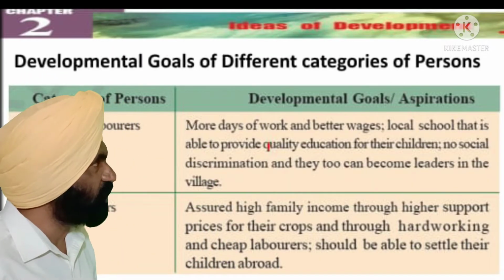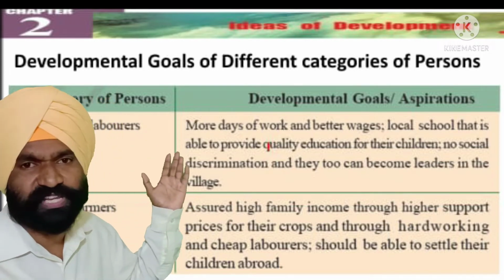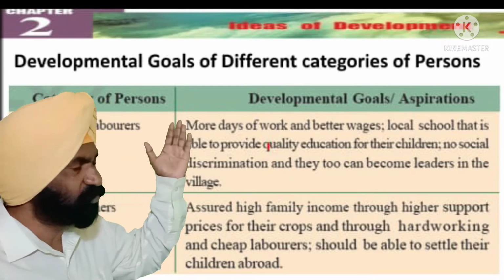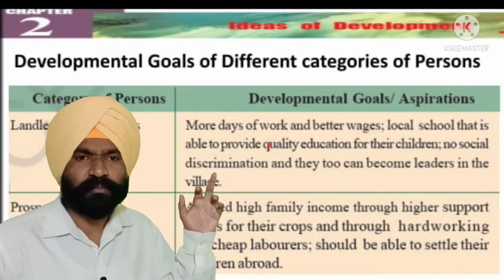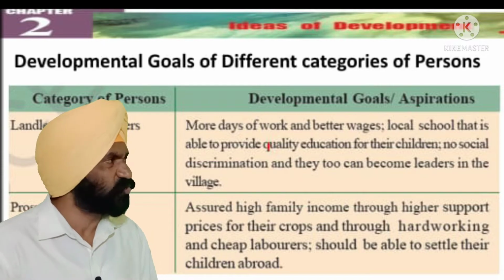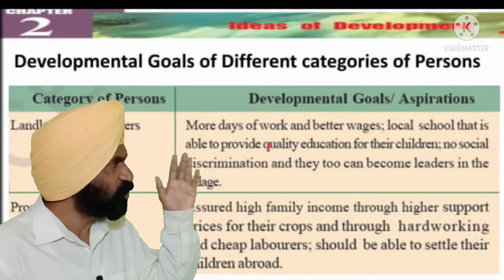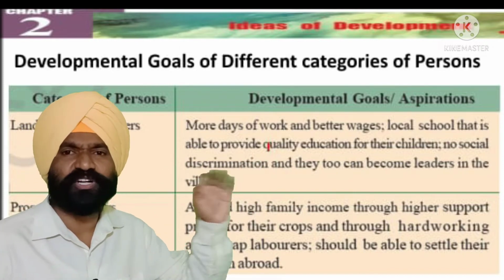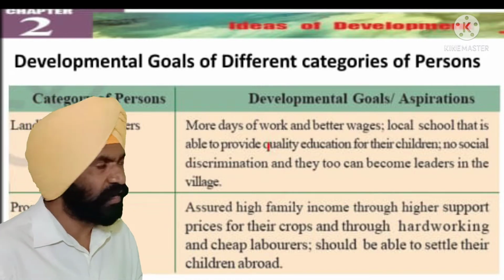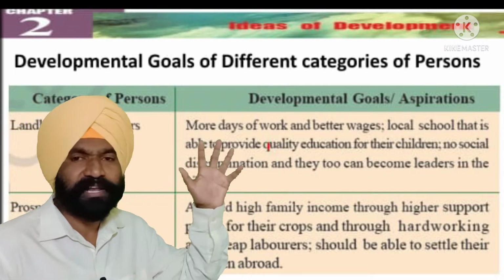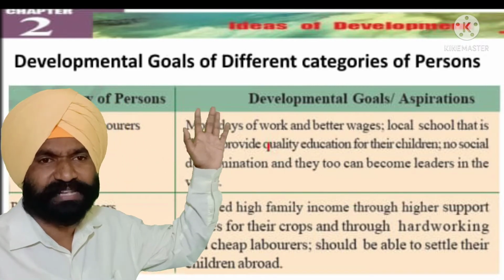Developmental goals of different categories of persons. The first category you see here is the landless rural labor. He wants more days of work and better wages. Local schools that are able to provide quality education to his children. No social discrimination in society, and they too can become leaders in the village. This is the idea of development for a landless laborer.